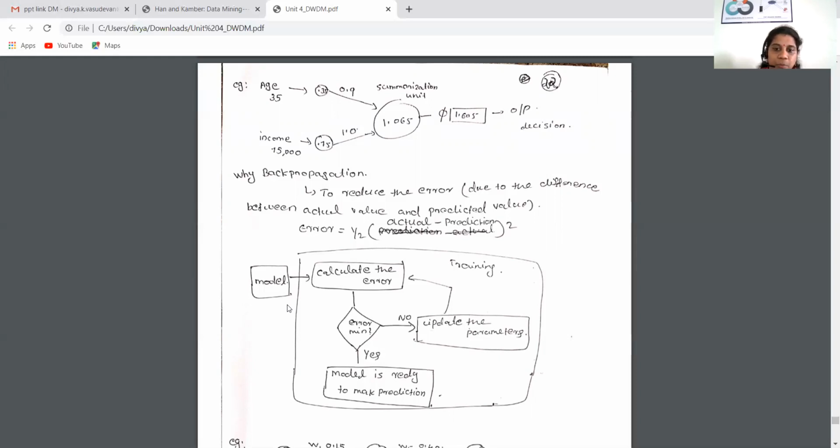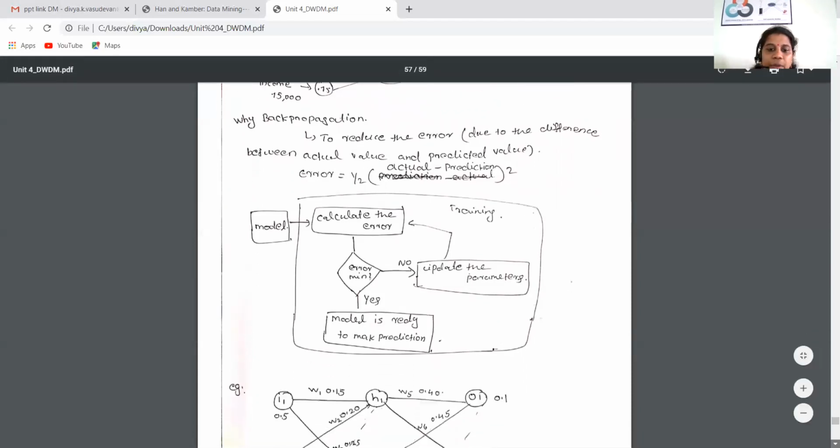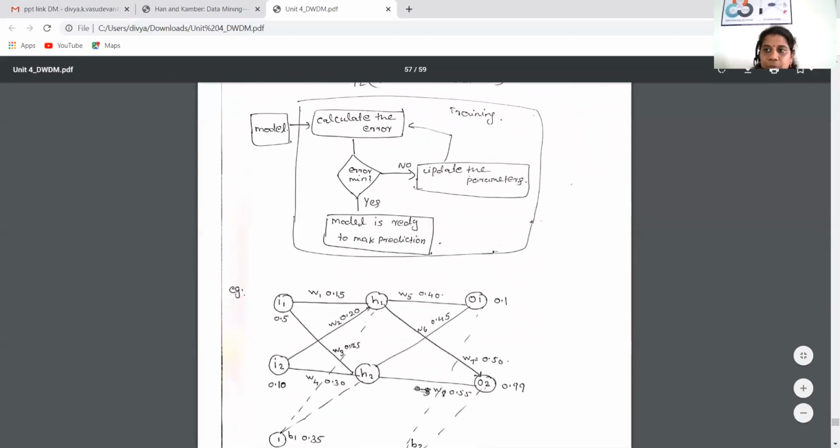So any back propagation method will have a forward pass and a backward pass. In the forward pass, we are calculating the output and the error. In the backward pass, we are reassigning the weights. Again, we go to the forward pass until we get a minimum error. That is what happens in back propagation.